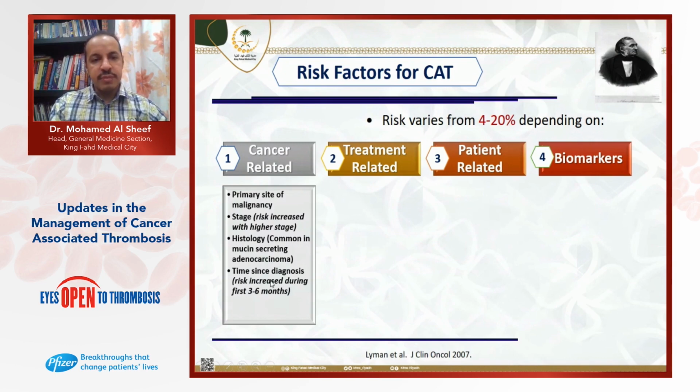Time since diagnosis is important. Risk increases during the first 3 to 6 months. So the first 6 months after diagnosis of malignancy is the highest risk of venous thromboembolism.